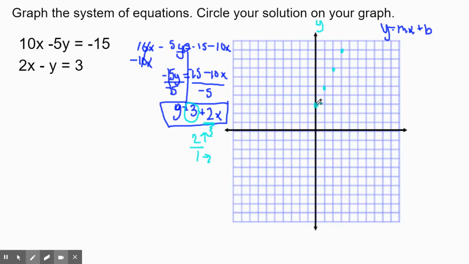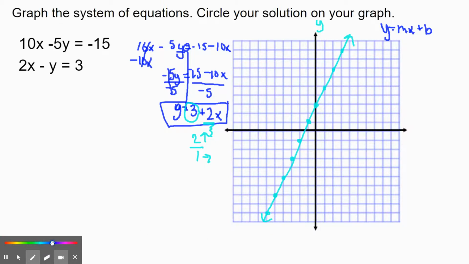On the other side, I'm going to reverse it. Down 2 over 1, down 2 over 1, down 2 over 1. And I'm going to draw that line. So there's my first line. So now I need to do the second line.